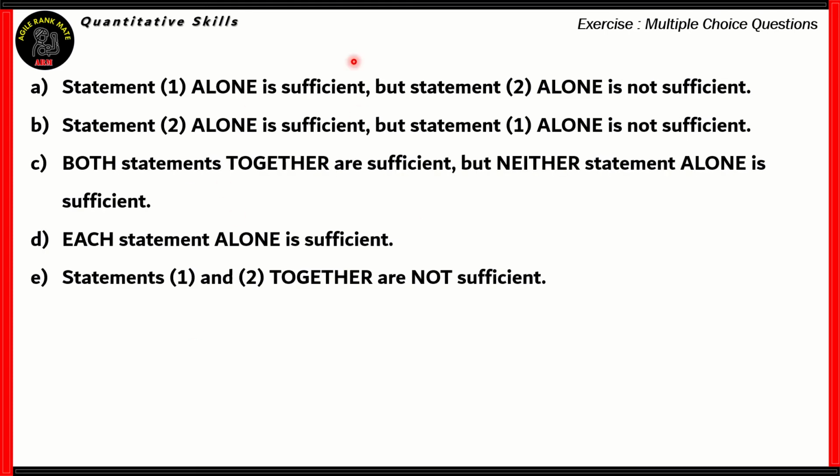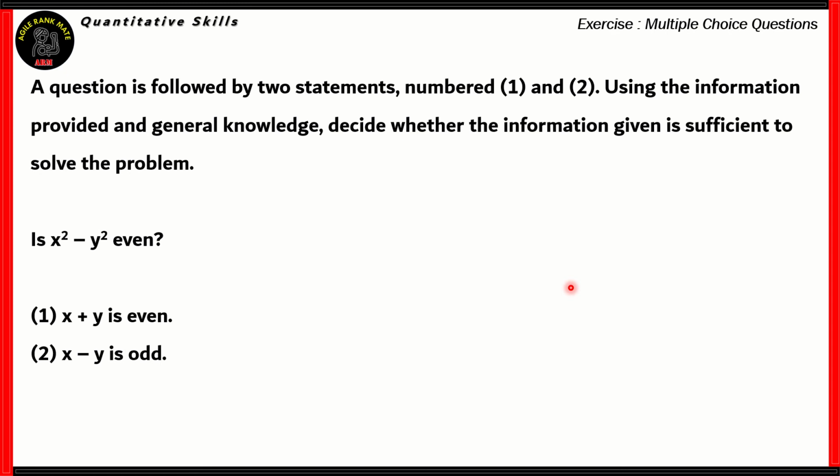And the options for this particular question are as follows. Statement 1 alone is sufficient, but statement 2 alone is not sufficient. Statement 2 alone is sufficient, but statement 1 alone is not sufficient. Both statements together are sufficient, but neither statement alone is sufficient. Each statement alone is sufficient. Statements 1 and 2 together are not sufficient. So, how do we solve this question?